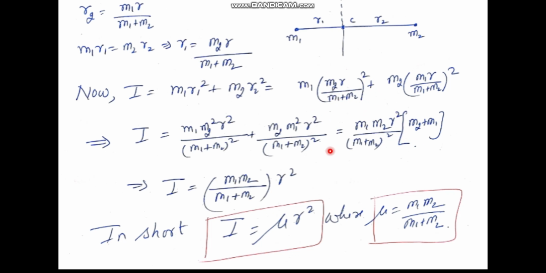So once I take this common, it will be m1 plus m2 left in the numerator. There is m1 plus m2 square in the denominator as well, so we will cancel 1, and therefore I get I as m1 m2 by m1 plus m2 into r square. Generally this is written in short as I is equal to mu r square, where mu is m1 m2 by m1 plus m2. So that is just an example to understand how to use the formula for a discrete particle system.